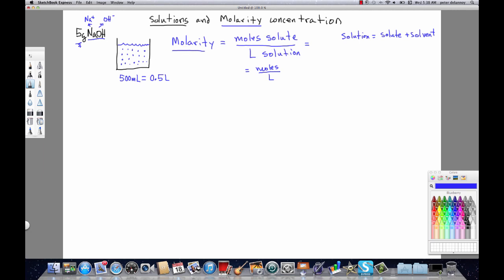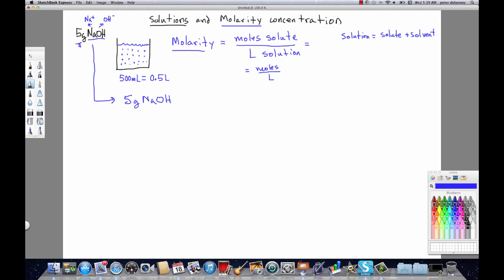So how do we make this solution in the first place? Let's talk about the practicality of this for a moment. If we were going to make a solution using the 5 grams of NaOH, this is how we would do it in the laboratory. We would mass out this 5 grams of NaOH, and I'll talk about how we came to the conclusion that we needed the 5 grams. But in this video we're going to stick to how we form the solution in the first place, and then we'll do a couple of basic calculations with it.